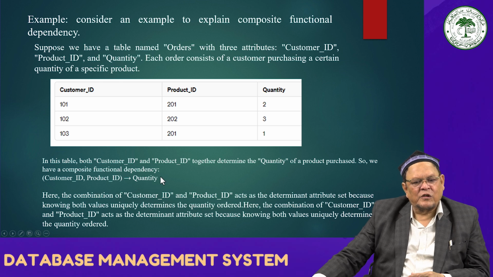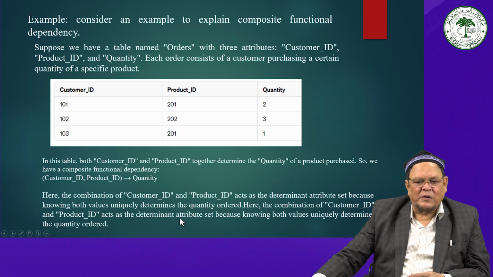So the combination of customer ID and the product ID acts as the determinant attribute set because knowing both values uniquely determines the quantity ordered. So this is called composite functional dependencies. It means the quantity is dependent on both product ID and customer ID here.